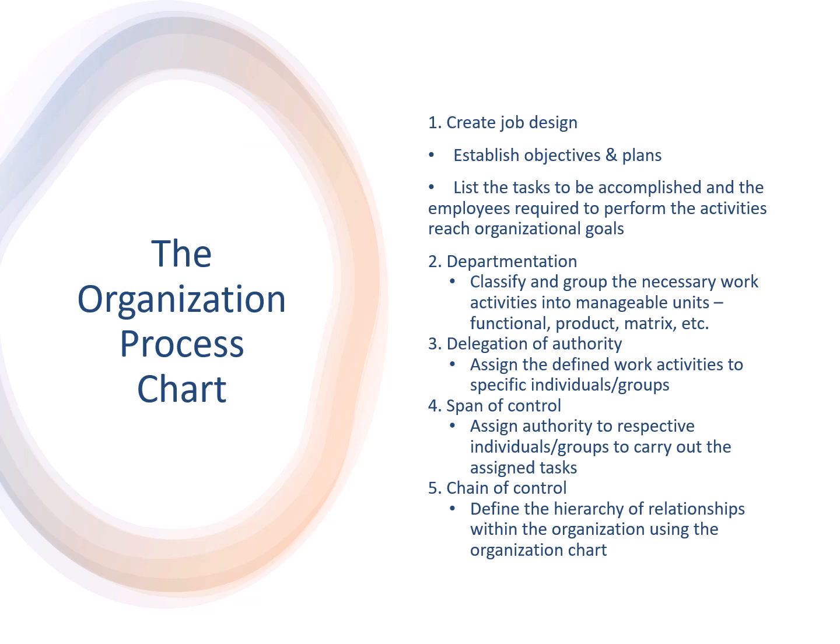First, creating job designs by establishing objectives and listing tasks along with required employees. Second, departmentation, which involves grouping activities into manageable units such as functional or matrix. Third, delegation of authority by assigning tasks to individuals or groups. Fourth, defining the span of control to specify the extent of authority. And finally, establishing the chain of command that sets the hierarchical relationships within the organization.